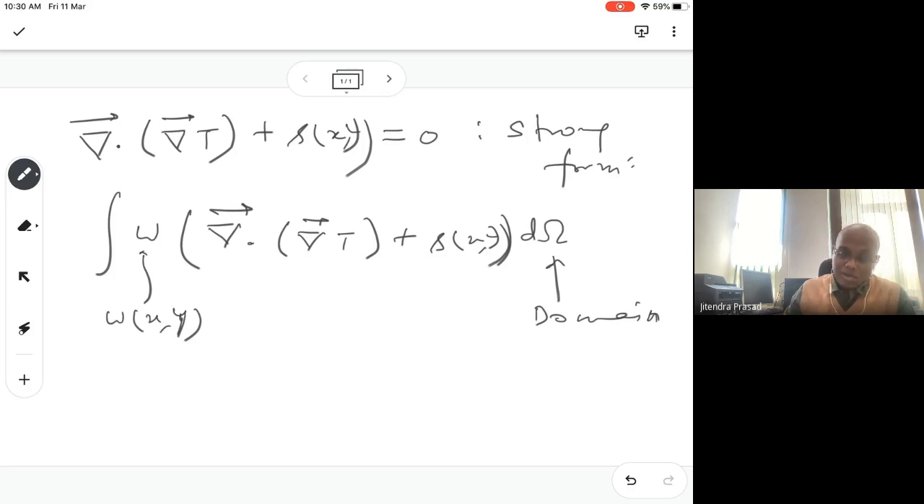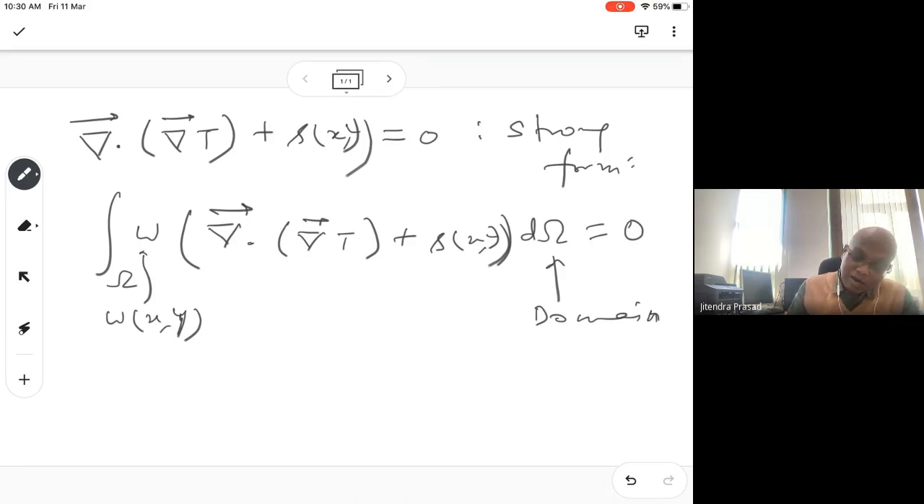Okay. So now you have W of x, y, and then this is the domain. For the whole domain, we are going to integrate it, right? And that will be equal to 0.